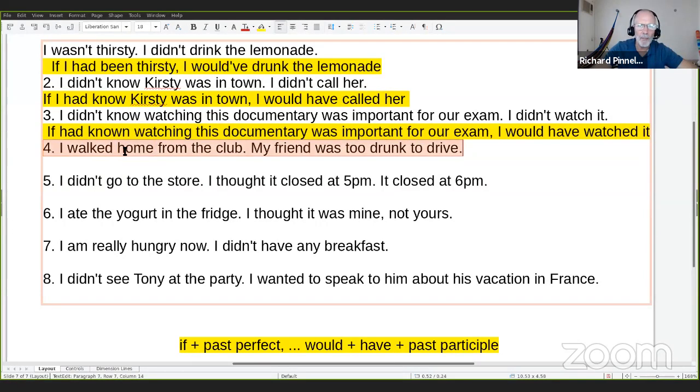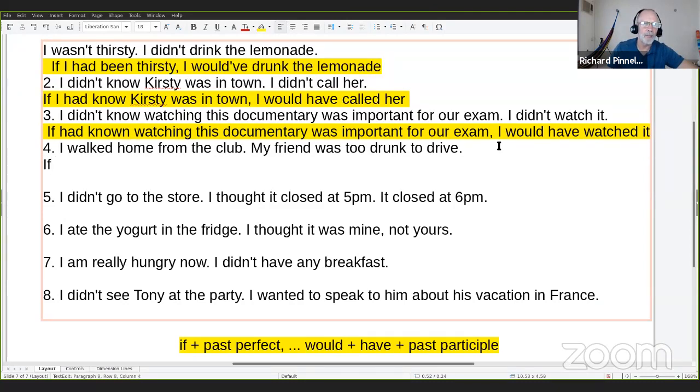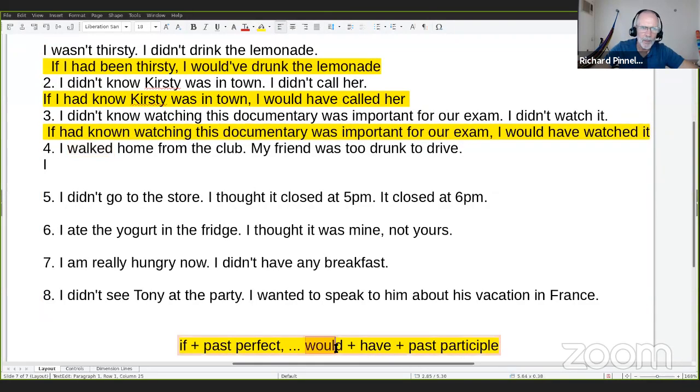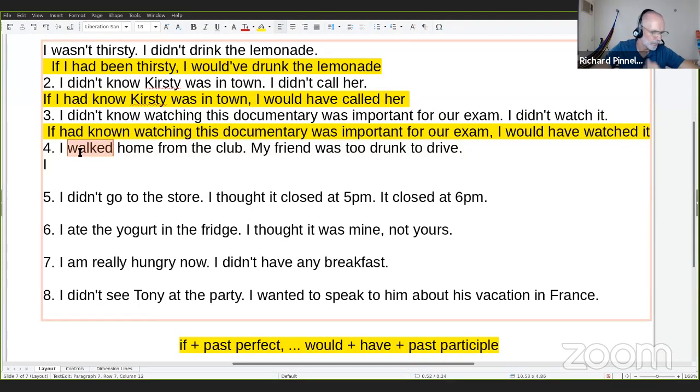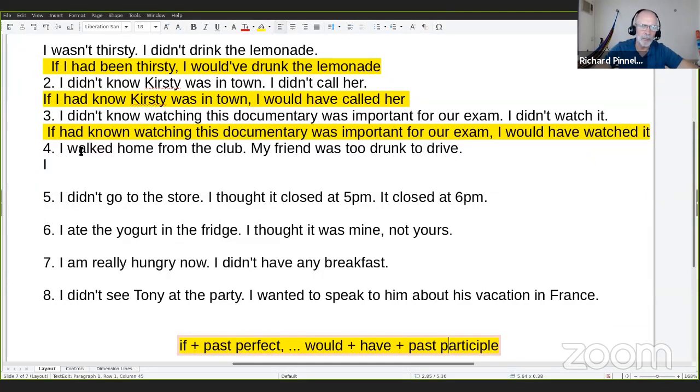I walked home from the club. My friend was too drunk to drive. If my friend, I'll start off because it's quite difficult. This time we've got it the other way around. Or maybe we could do it the same way it is there. Let's start with the would part. We've got to do this part, which is the result. We're going to use this here for this verb, walked. And this is a positive. So here we need a negative. So we need would plus have plus past participle for this verb, but in the negative.